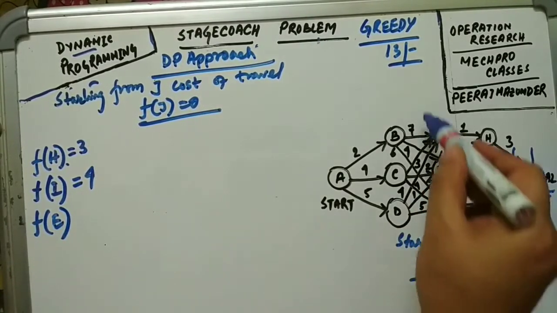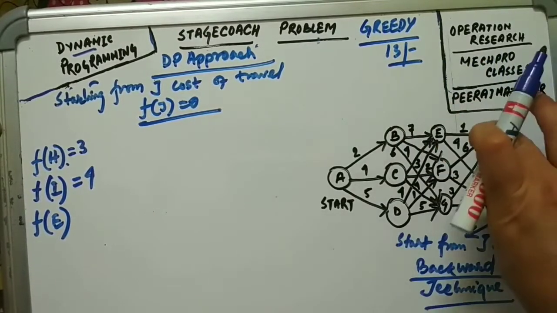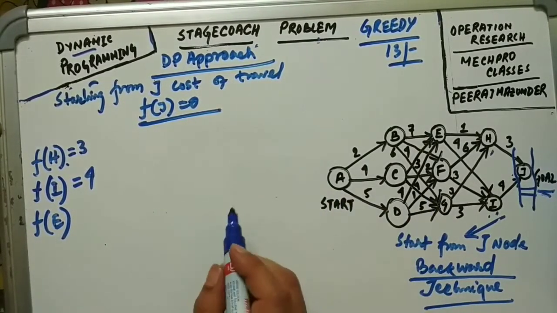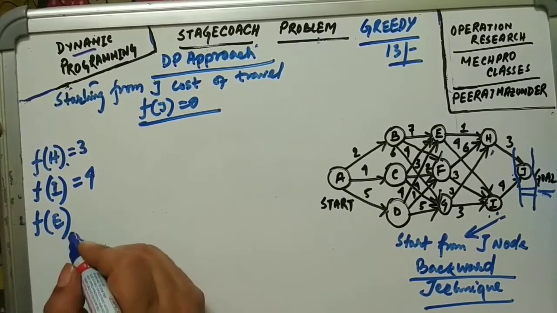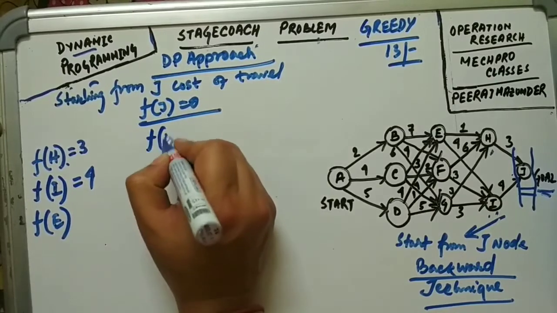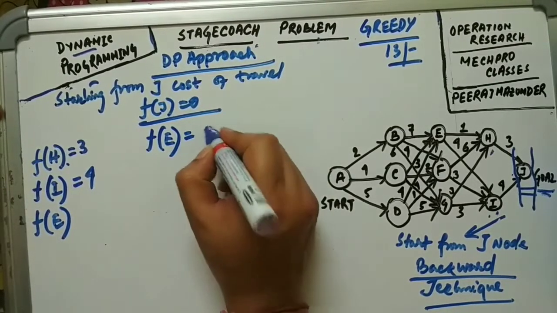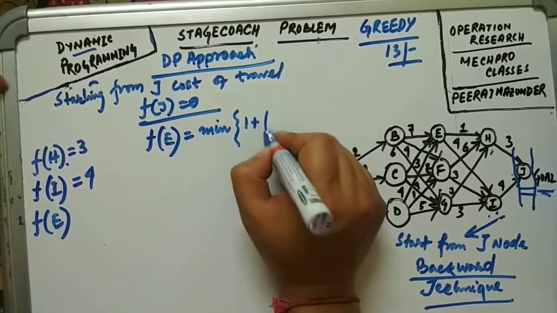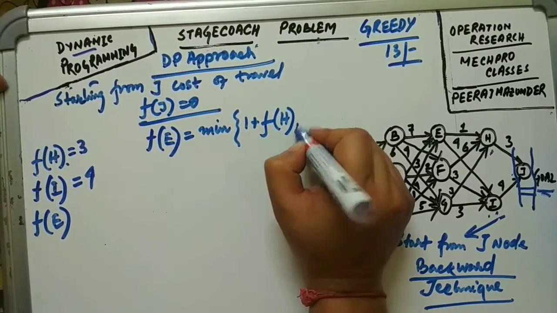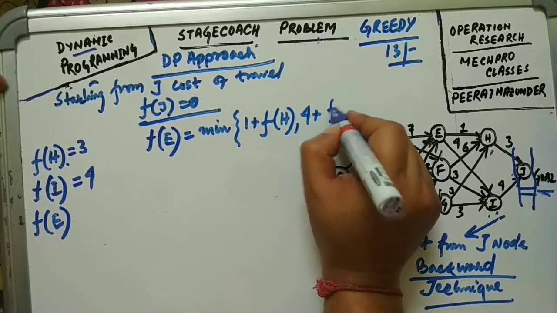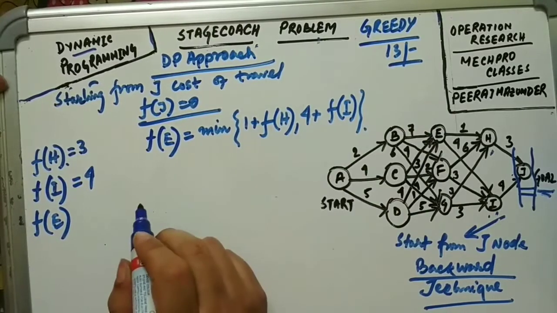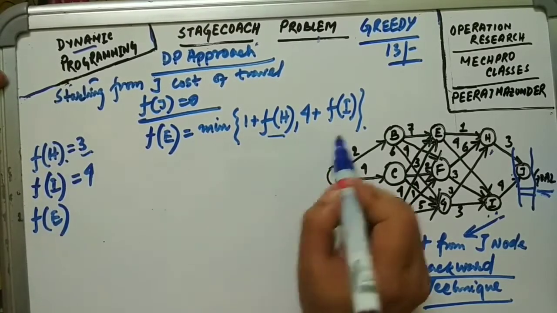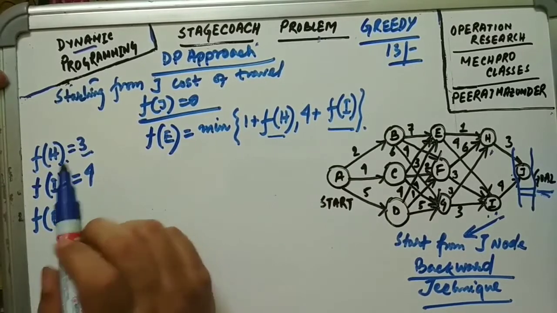Now we have to find F of E. These are the substages. This one is a substage, this one is a substage, this one is a substage. So we have broken the problem into substages. Now we'll find the values at each stage. To find F of E, we have developed a recursive relation as well. Now we'll apply this recursive relation. F of E is given by the minimum of 1 plus F of H, comma 4 plus F of I. We have to find F of H, we already know it as 3, and we know F of I as 4.